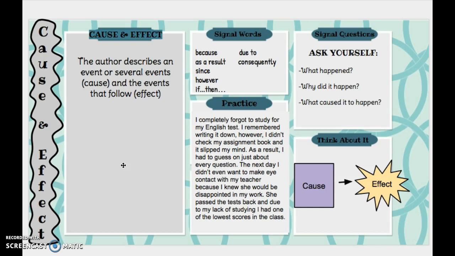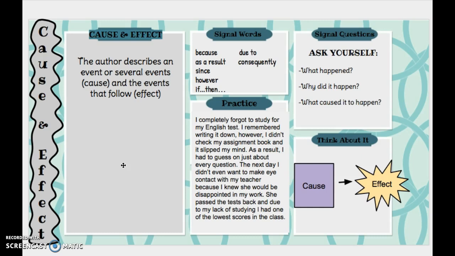Now you may have multiple effects because of a cause, but I just want you to keep it simple for now. The passage here says, "I completely forgot to study for my English test. I remembered writing it down, however, I didn't check my assignment book, and it slipped my mind. As a result, I had to guess on just about every question. The next day, I didn't even want to make eye contact with my teacher because I knew she would be disappointed in my work. She passed the test back, and due to my lack of studying, I had one of the lowest scores in the class."